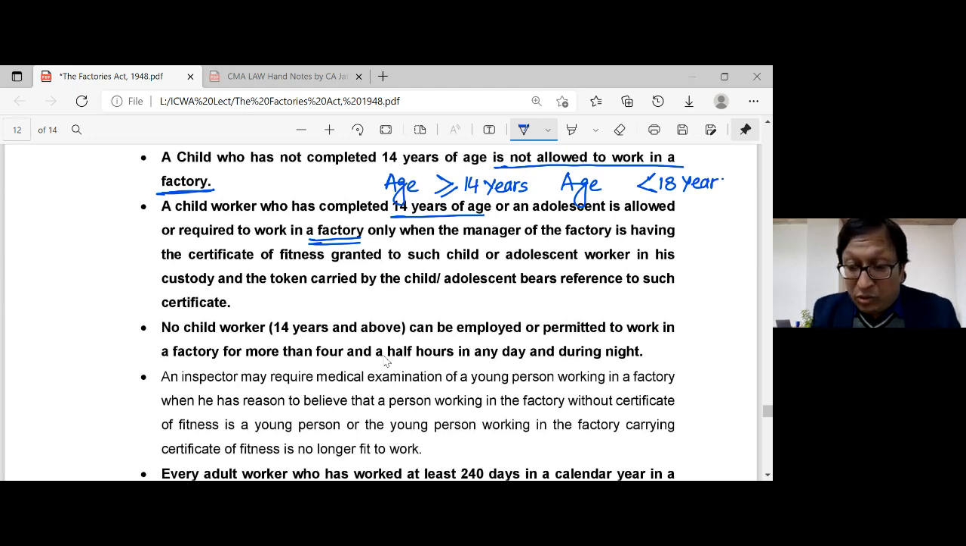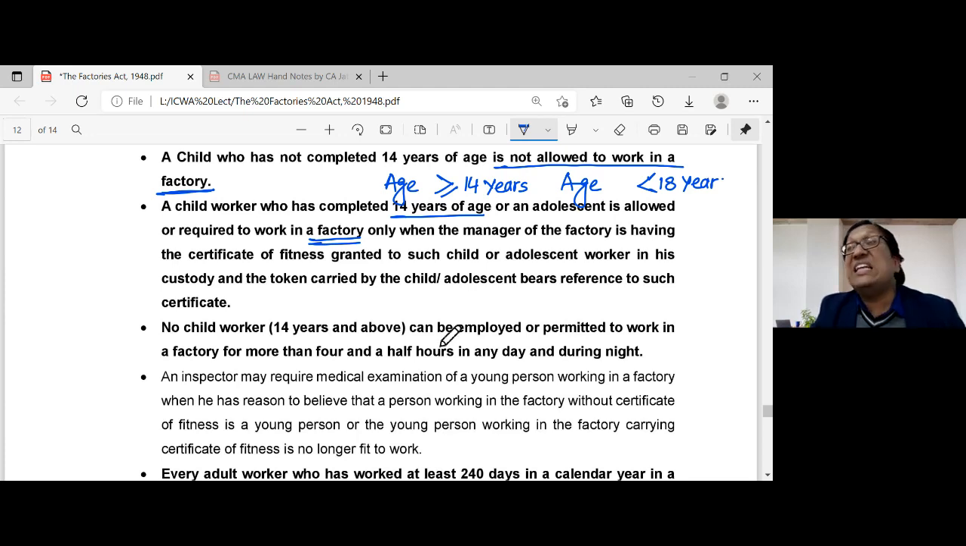Only when the manager of the factory has a certificate of fitness, he needs to get a certificate of fitness that you are fit and can be employed on the job. The certificate of fitness will be granted to the child or the adolescent worker, and the manager of the factory needs to keep it in his custody, and a token will be carried by the child or the adolescent.